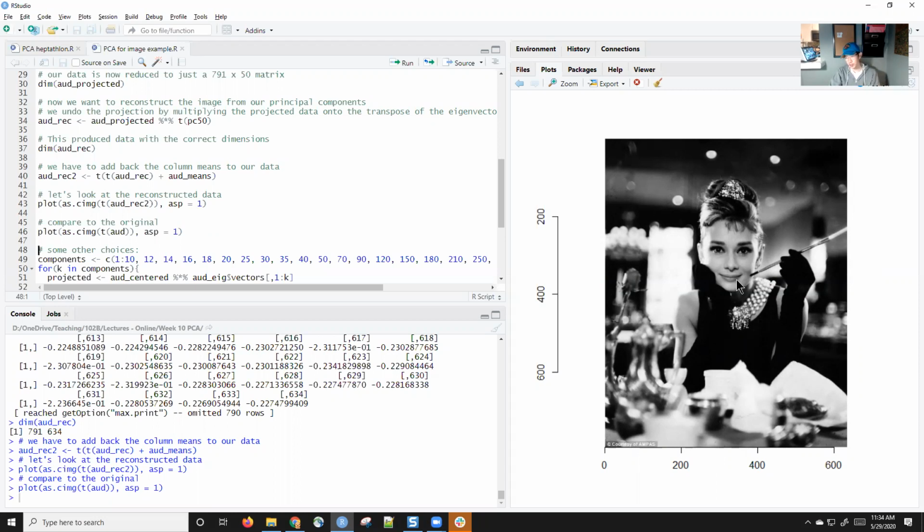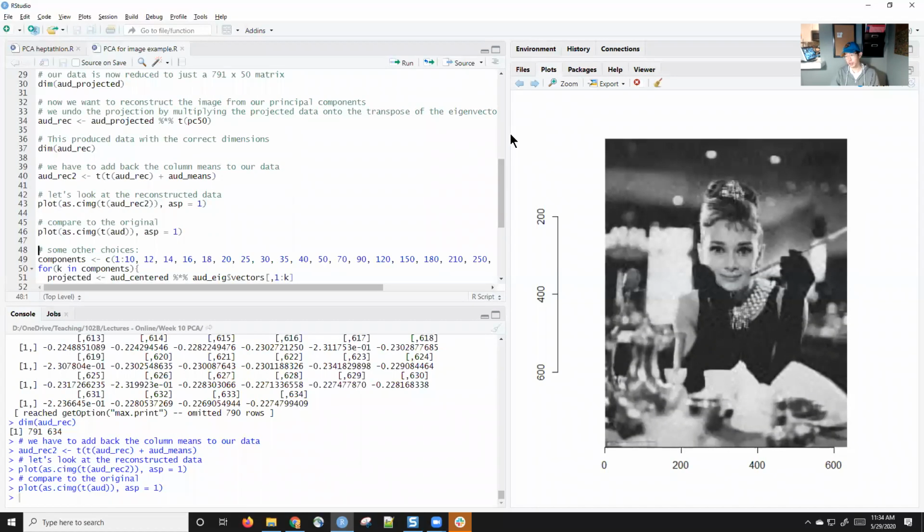So the original image is very sharp, very clear, and this is the image that we have recovered after reducing the original data down to about 50 columns of data. So I reduced it from 791 by 634 down to 791 by 50.